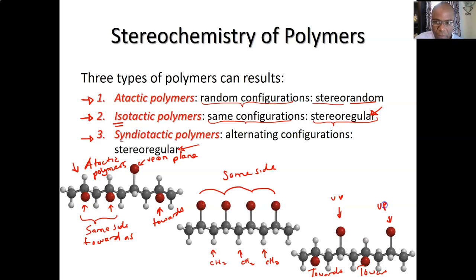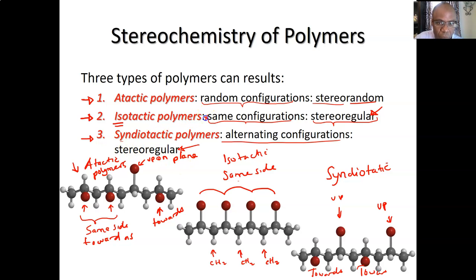Just like isotactic, stereotactic has a pattern. Isotactic had a pattern, but in the pattern of isotactic, all those groups are on the same side. So it's iso. Here, you have some alternation. So it's still a regular pattern, but they're alternating. So that's where the difference is.